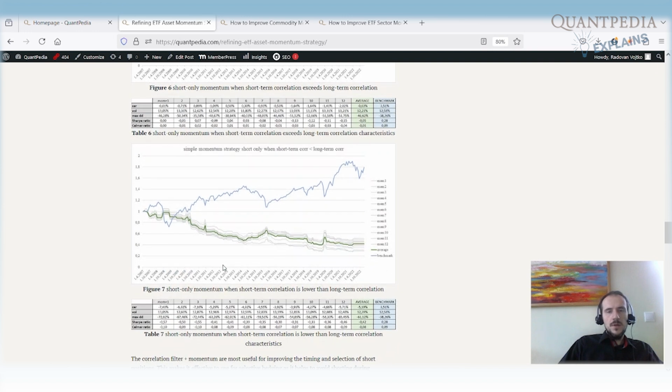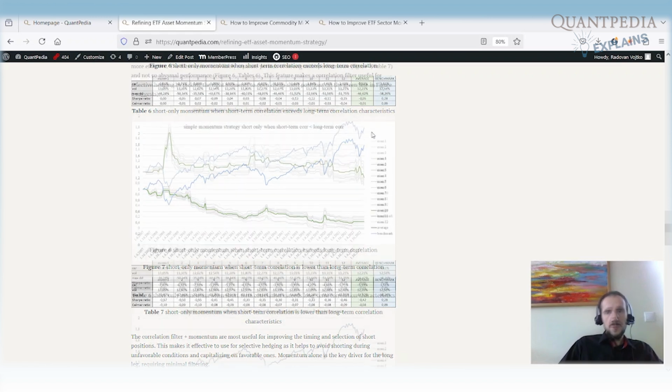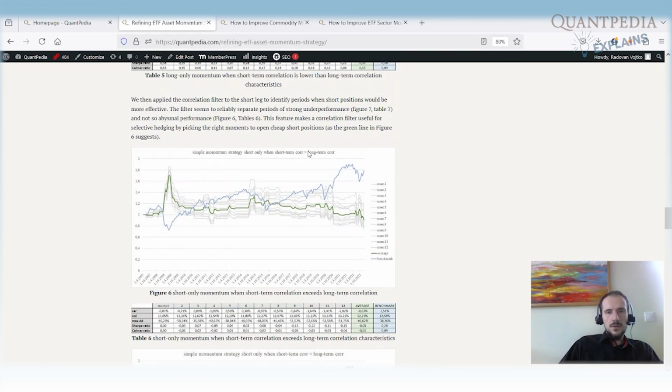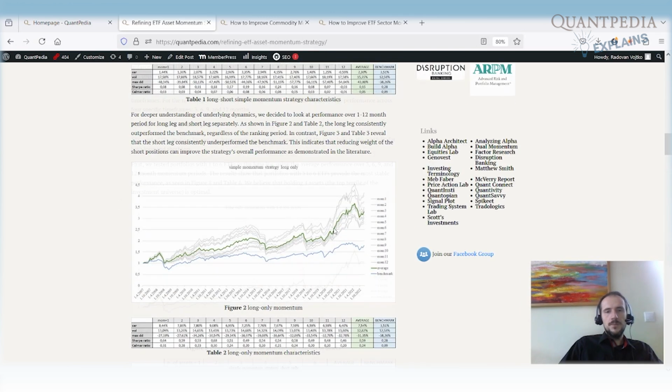On the other hand, when the short-term correlation is lower than the long-term correlation, we can see that the short leg is really not performing very well. So it's best to avoid shorting at all costs in this kind of situation. So when the short-term correlation is higher than the long-term correlation, we have a very cheap and very good hedge that we can use for the long-only part, the momentum, which performs really well. Okay, let's move on.